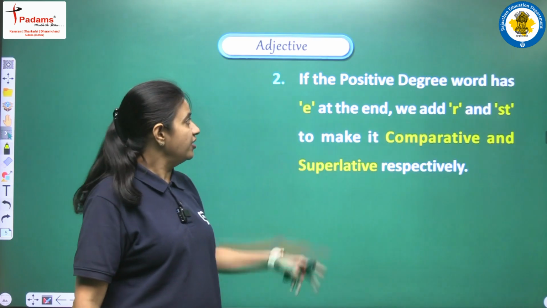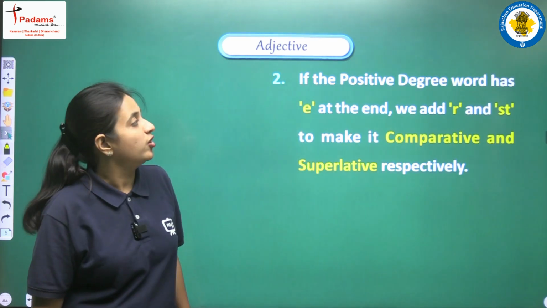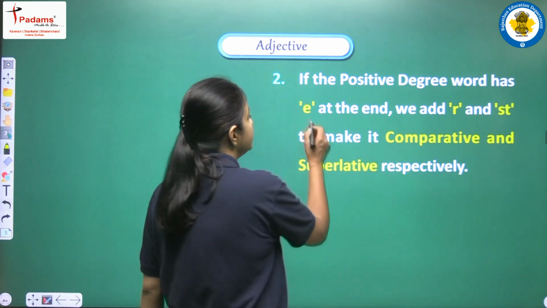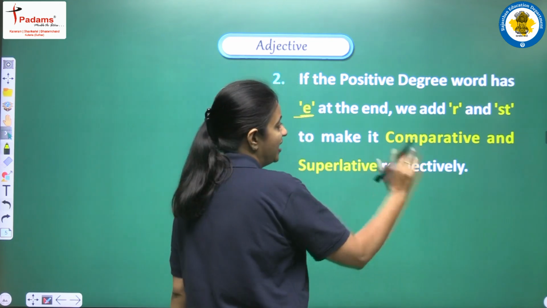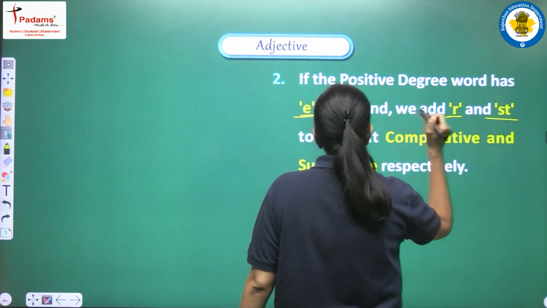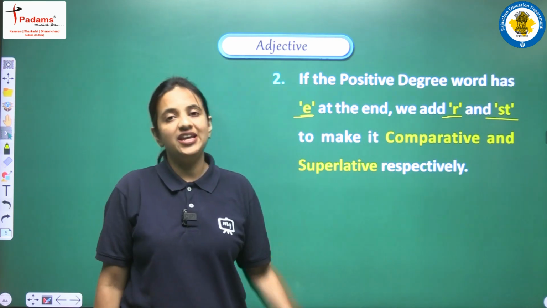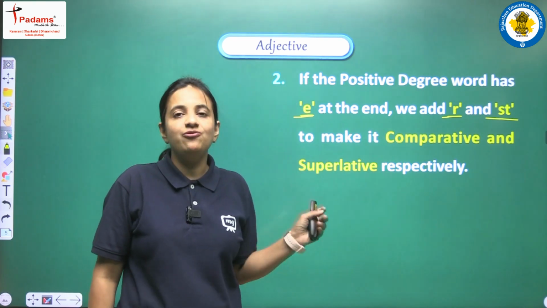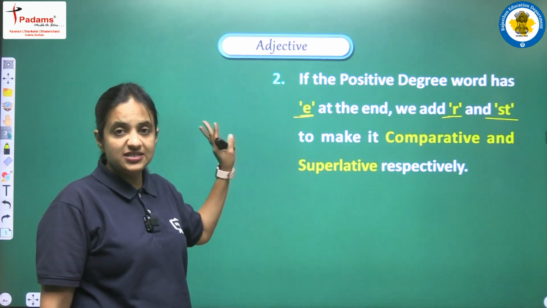Okay, moving on. Now we are having our second rule. So let's see. If the positive degree word has e at the end, then what do we have to do? Then we just add r and st to make it comparative and superlative respectively. So now in this second rule, we are having certain change. So what is this change? So now what is the condition?